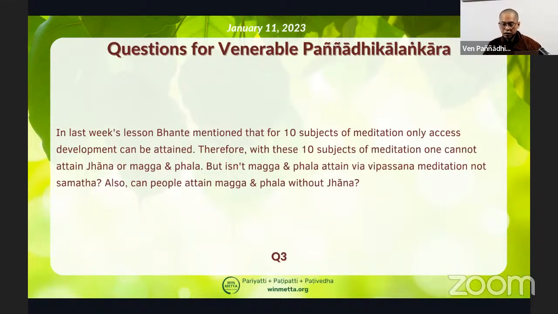Then the insight knowledge must be developed step by step, and finally reach anuloma. After anuloma, one reaches magga and phala. Okay, so if you understand that process, this question will be answered.